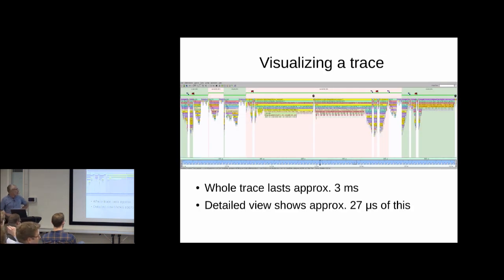This is what a trace in the PathAnalyzer looks like. At the bottom, you see this blue line here. That shows we're doing remote procedure calls again and again and again, and all that is about 3 milliseconds. That's the whole trace. The detailed view above shows about 27 microseconds of that.